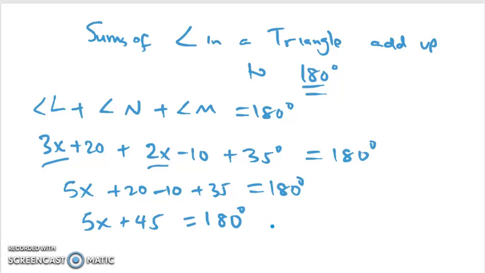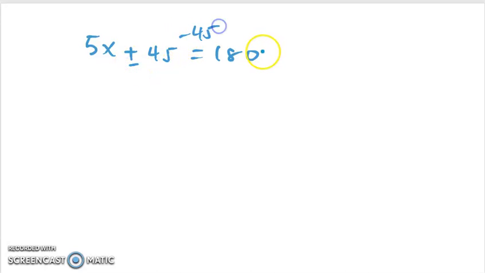So let's continue this on the next page. So what we have is 5x plus 45 equals 180. So this is an equation. So we have to subtract 45 from both sides, because this is a positive sign. You subtract 45 from both sides of the equation.